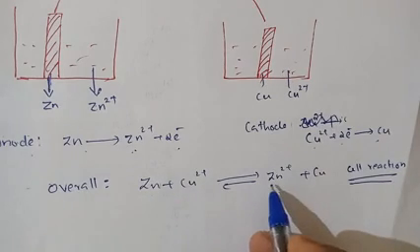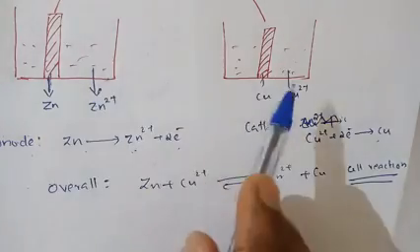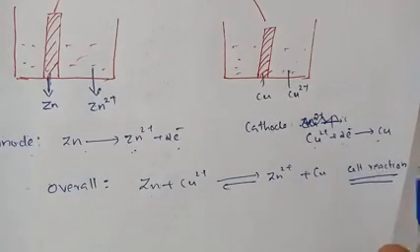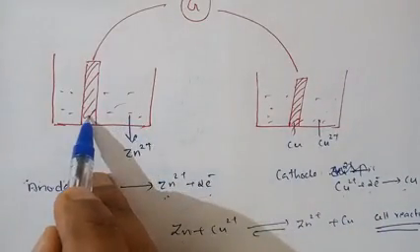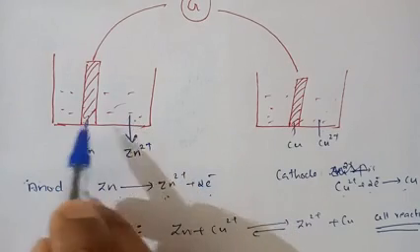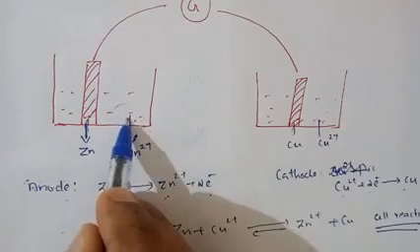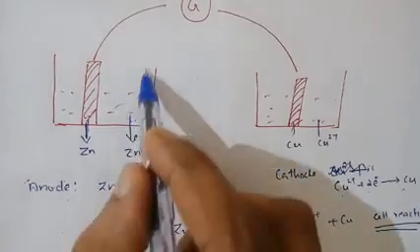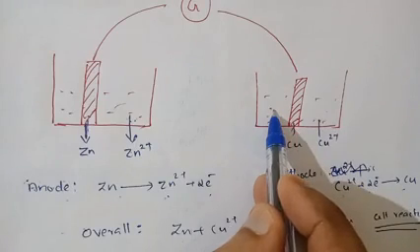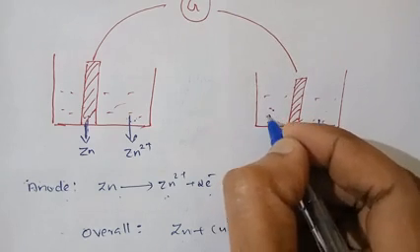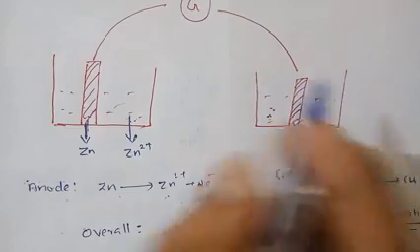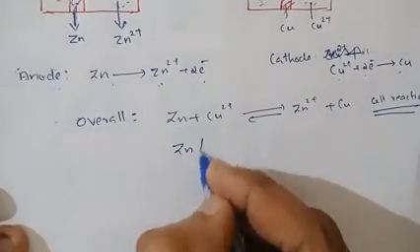By using the cell reaction, we can easily represent the cell. How can we represent this cell? Just look into the picture. Here zinc is dipped in Zn2+. This Zn2+ is connected by a salt bridge to Cu2+, so importance is given to Cu2+. Inside this Cu2+, Cu is present. So zinc in Zn2+; I can write Zn bar Zn2+.